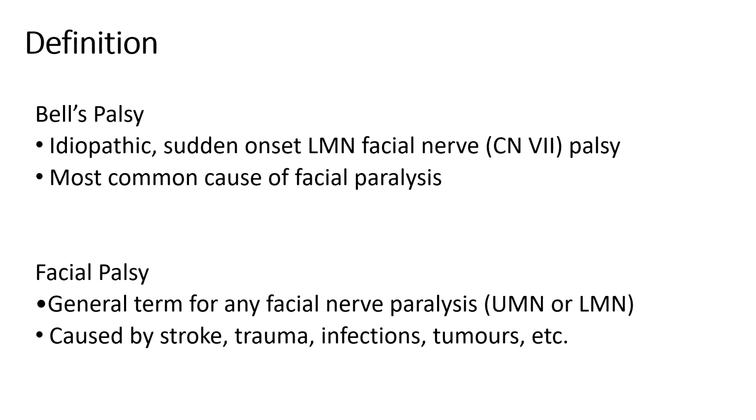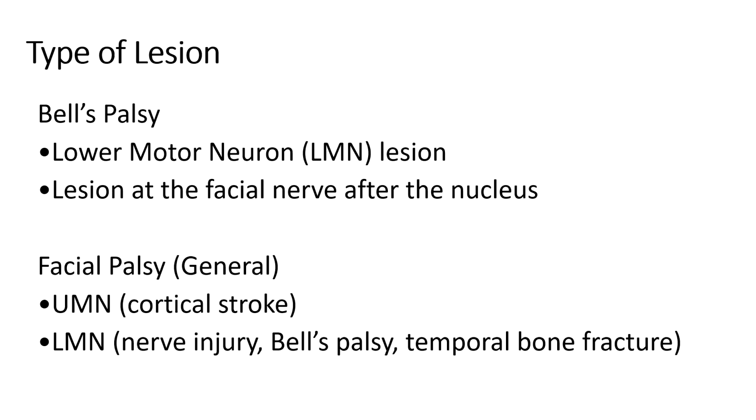And facial palsy is a general umbrella term we use whether it is an upper motor or lower motor neuron lesion. It can be caused by stroke, trauma, infections, or tumors. The type of lesion in Bell's is mainly a lower motor neuron lesion, and facial palsy here means an upper motor neuron lesion. Lower motor neuron means it will be Bell's palsy.